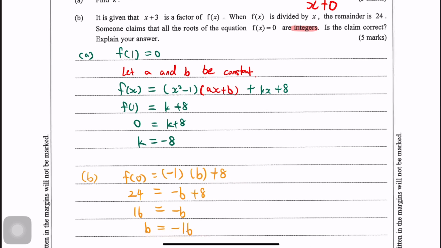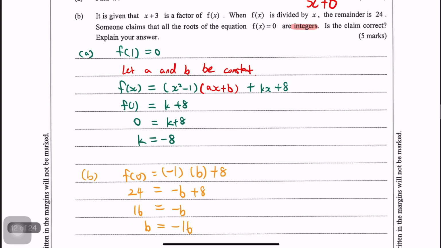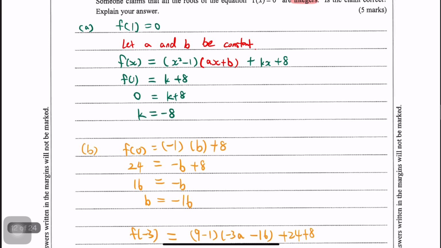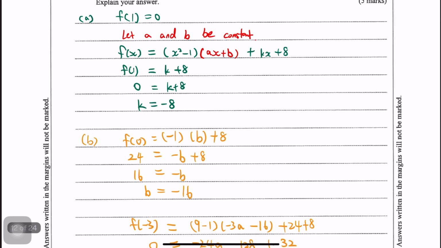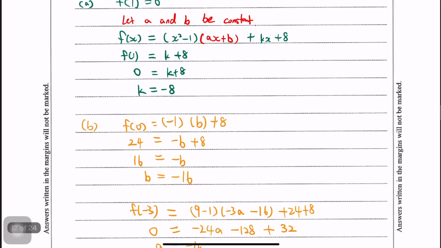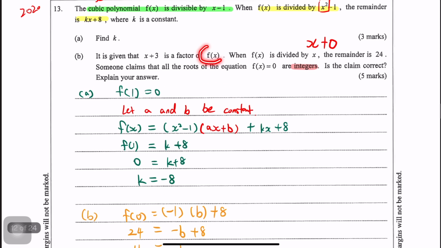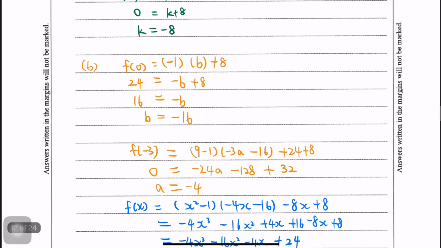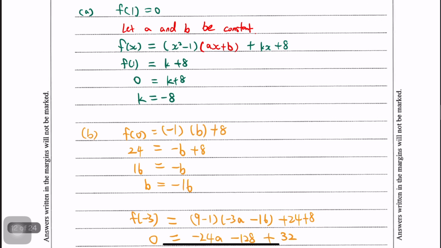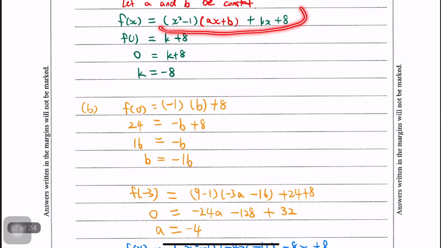And then when you find the unknown b, you haven't found a, right? So another piece of information: f(-3) equals 0 because it's a factor. So we put in 0 for f, and here we put in -3. You will find a, because you already found b and you already found k, right? So put in the numbers. Now we have the whole complete polynomial.